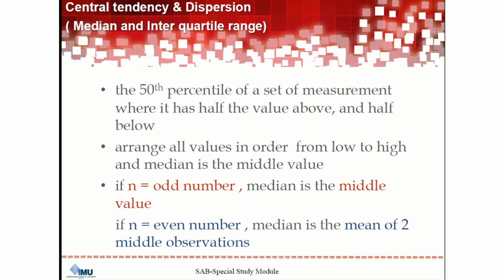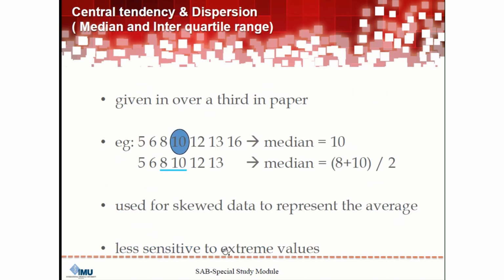How about median? The 50th percentile of a set of measurements, which has half the values above and half the values below, is called the median. So what we do is arrange them in increasing, or ascending, order. Then if n is an odd number, the median is the middle value; if n is an even number, the median is the mean of the two middle observations. Here there are an odd number of observations, so 10 is the median. Here it is even, so we take an average of 8 and 10.